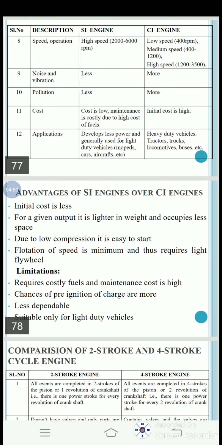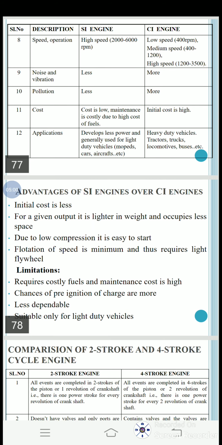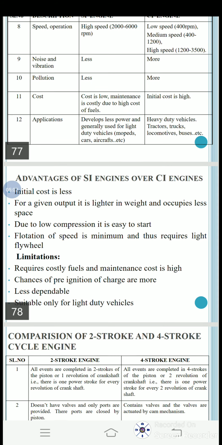Applications of the SI engine: it develops less power and is generally used for light duty vehicles, mopeds, cars, aircrafts. The CI engine is used for heavy vehicles, tractors, trucks, locomotives, buses, etc.